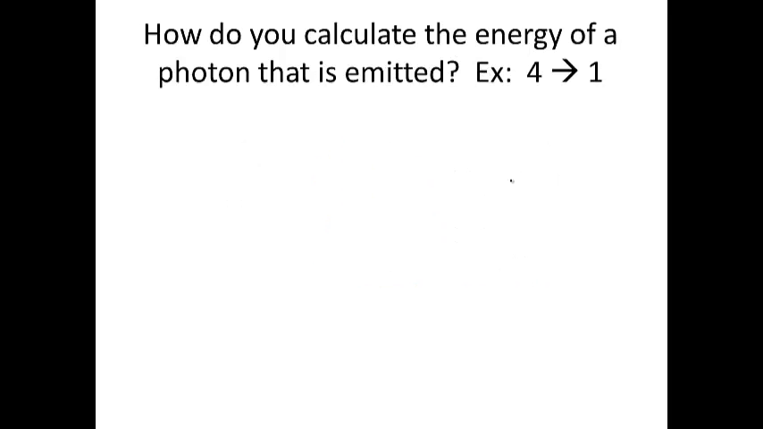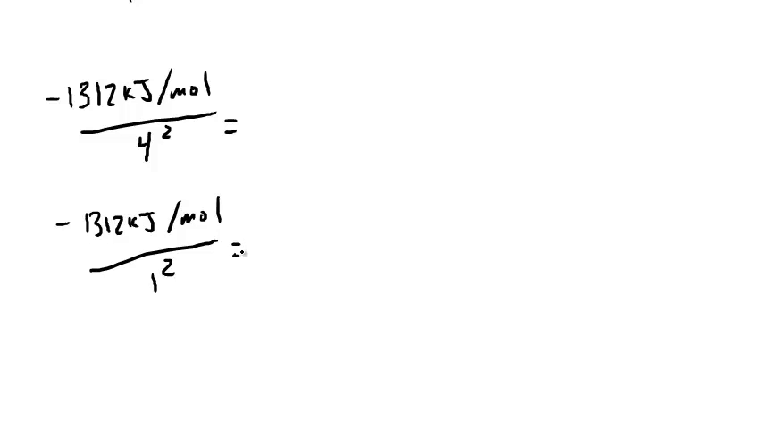So how do you calculate the energy of a photon that is emitted when an electron falls from one level to another? For example, from the 4th level to the 1st level. Well, we've got this equation, negative 1312 kilojoules per mole divided by n squared. Notice, guys, the use of the letter n. I use the letter n to label each of the energy levels. Okay, so there was an energy level 4 and an energy level 1 that the electron moved from and to. So negative 1312 kilojoules per mole divided by 4 squared will tell me the amount of energy that the electron has when it's at that particular energy level. Negative 1312 kilojoules per mole over 1 squared is going to tell me how much energy that it has at the first energy level.